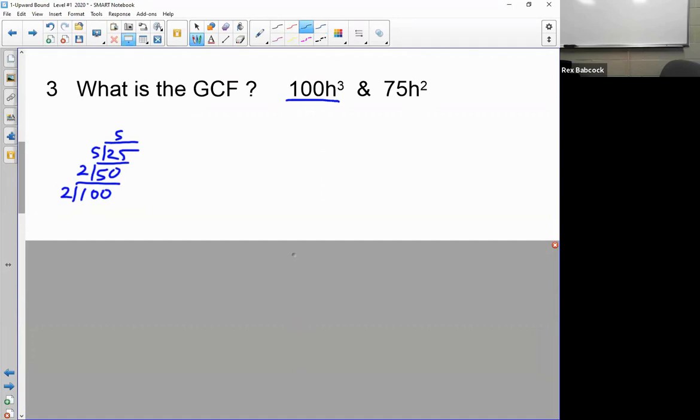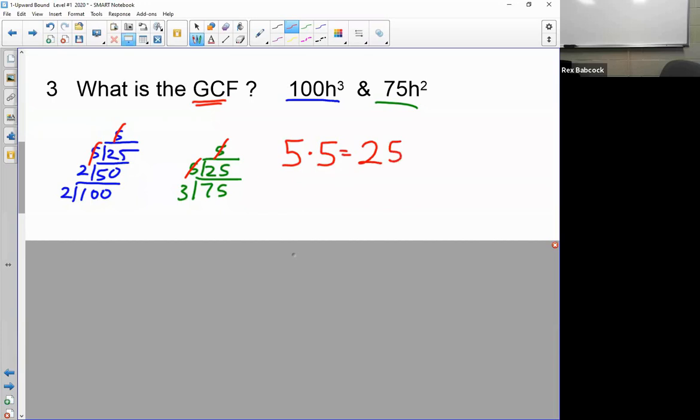75. 2 won't go into it, but 3 does. It goes in 25 times. 5 and 5. So I want the greatest of the common factors to have a 5 in common, and have a second 5 in common. They don't have a 3 or 2 in common. So 5 times 5 is 25.